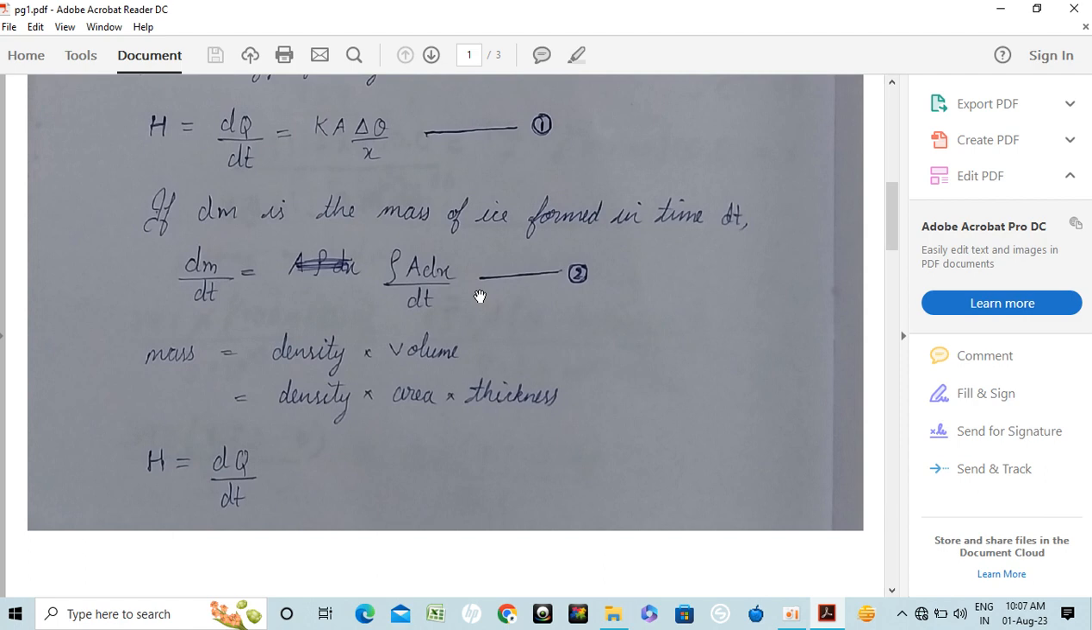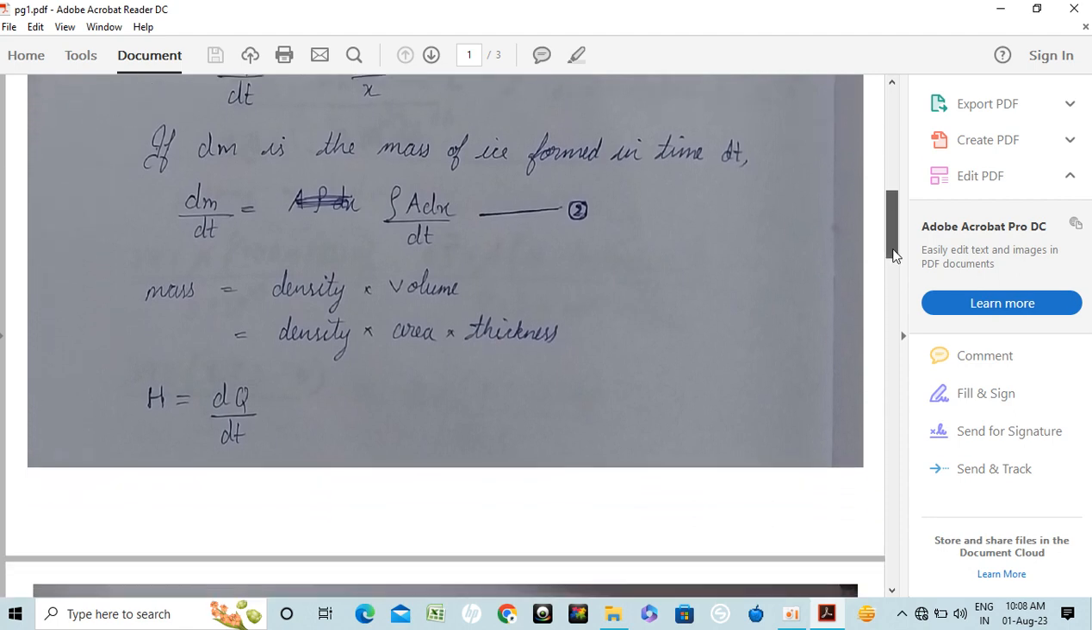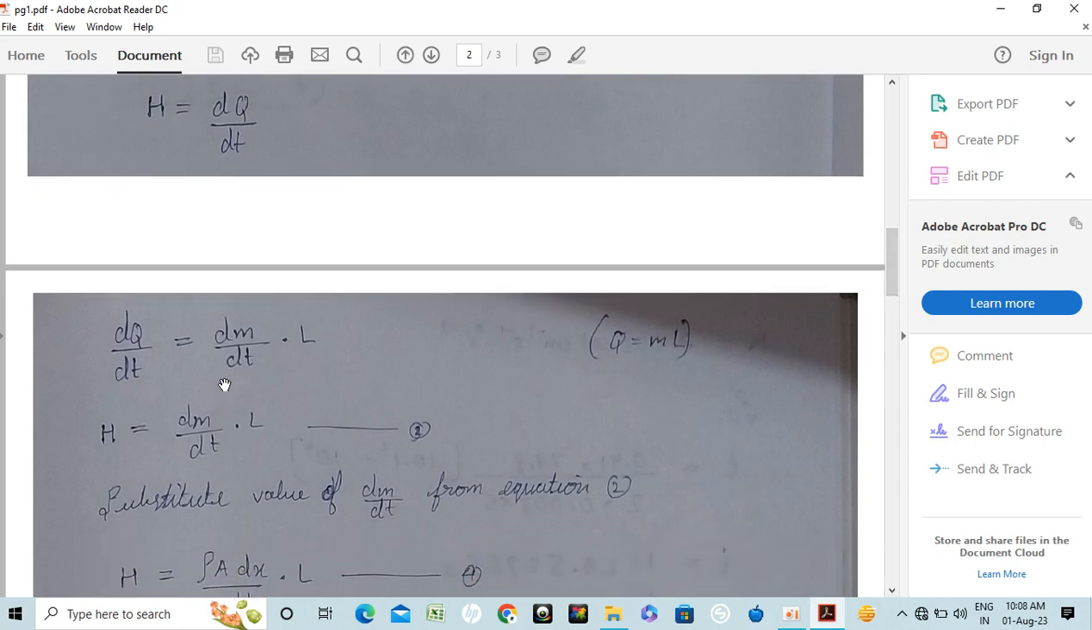Now H is equal to dQ by dt. It is already written in equation number 1. In the next step, dQ by dt can be written as dm by dt times L. dQ is actually equal to dm times L, from the equation Q is equal to mL. Here water is getting converted to ice, so this L is the latent heat of fusion. If it is dQ, then it is dm times L. Okay, so dQ by dt is equal to dm by dt times L.